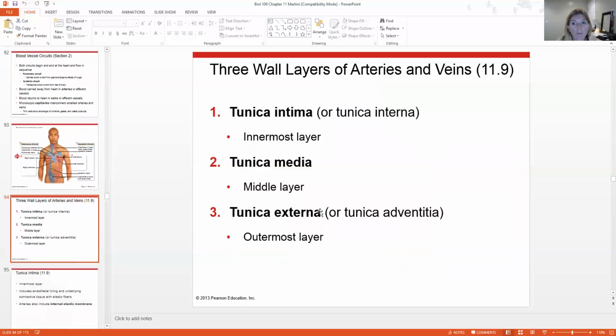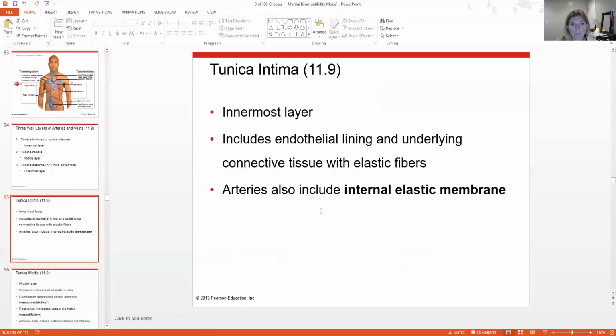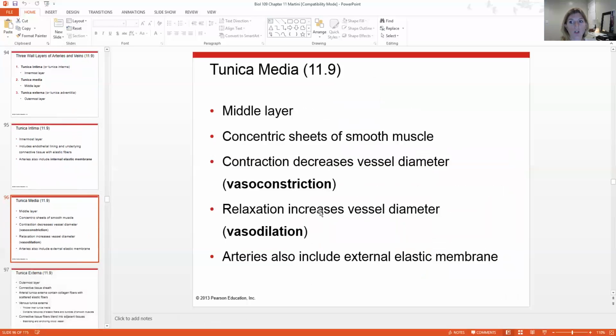So let's talk about how these arteries and veins are formed and their overall structure. You have the tunica intima. This is the innermost layer. Then you have the tunica media, which is the middle layer, and the tunica externa, which is the outermost layer. The tunica intima has an endothelial lining. It also has an internal elastic membrane, so it can help it recoil and expand and contract just a little bit.